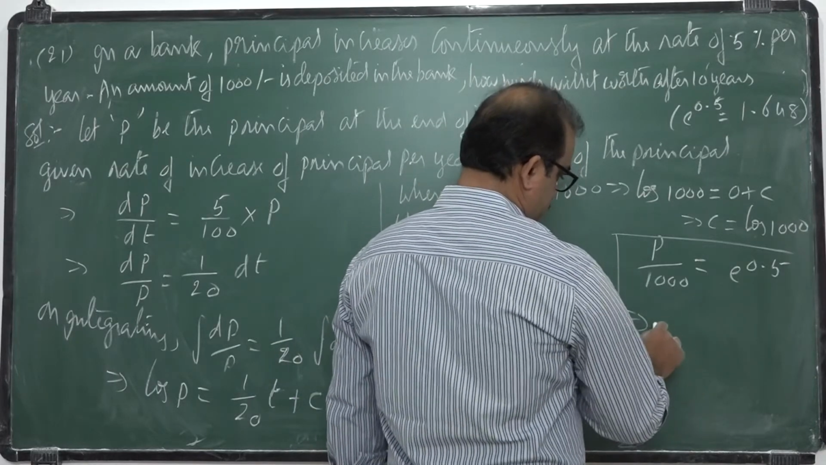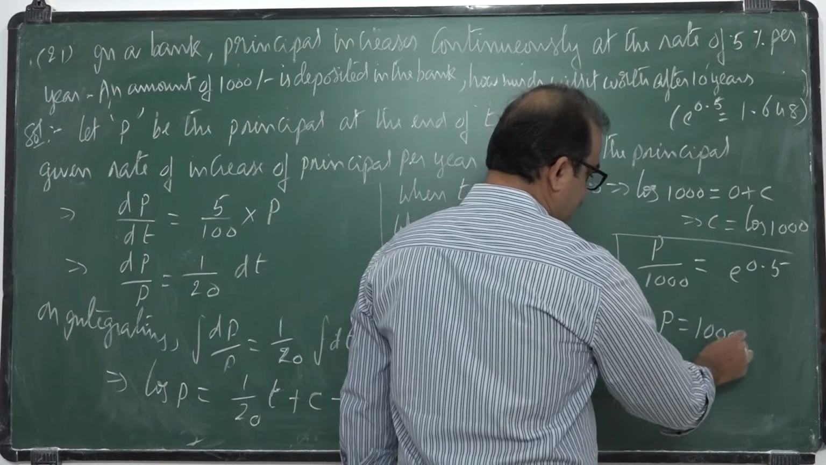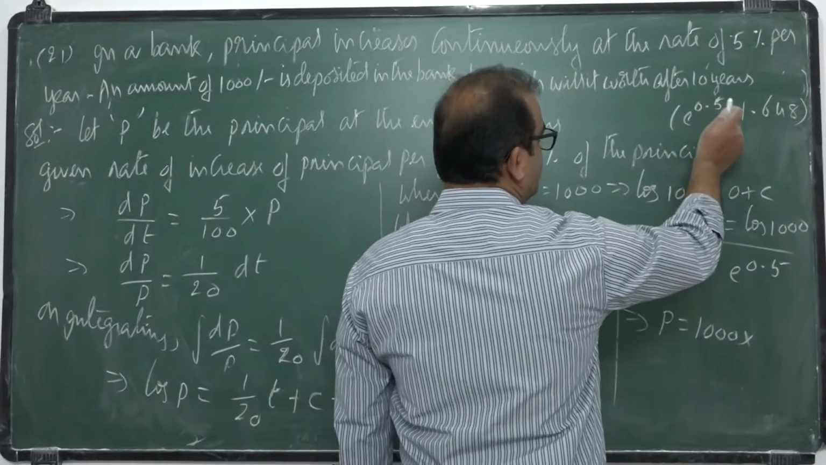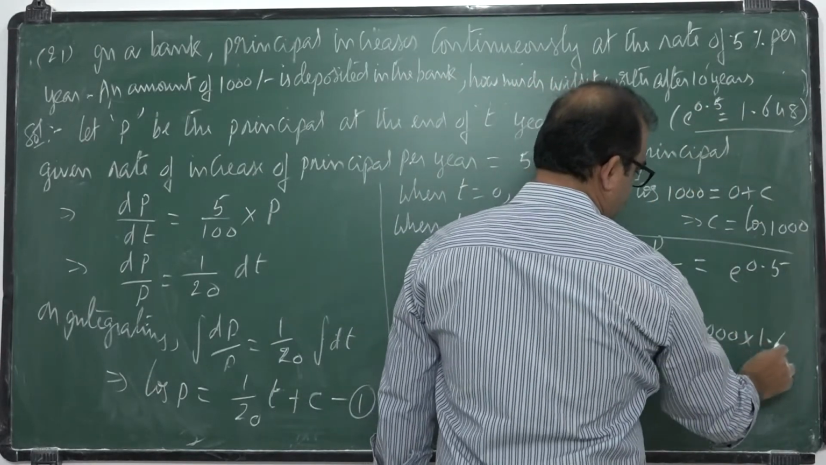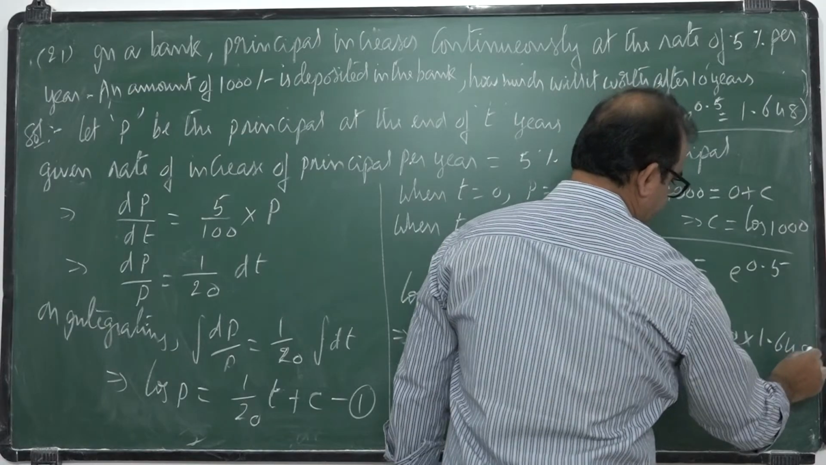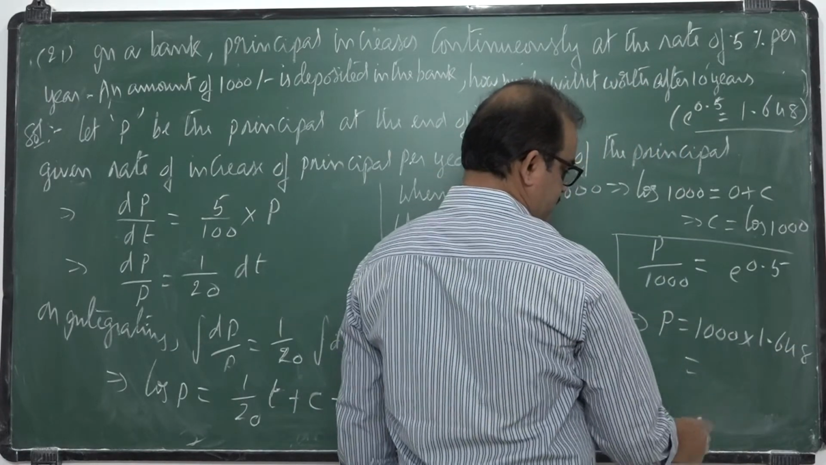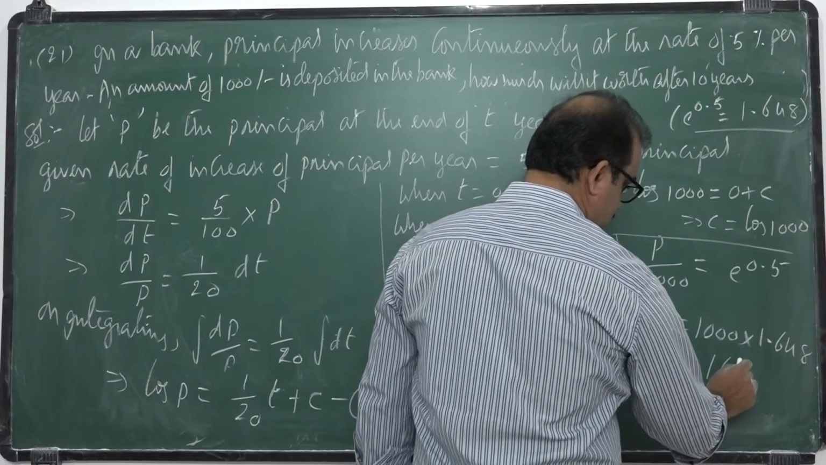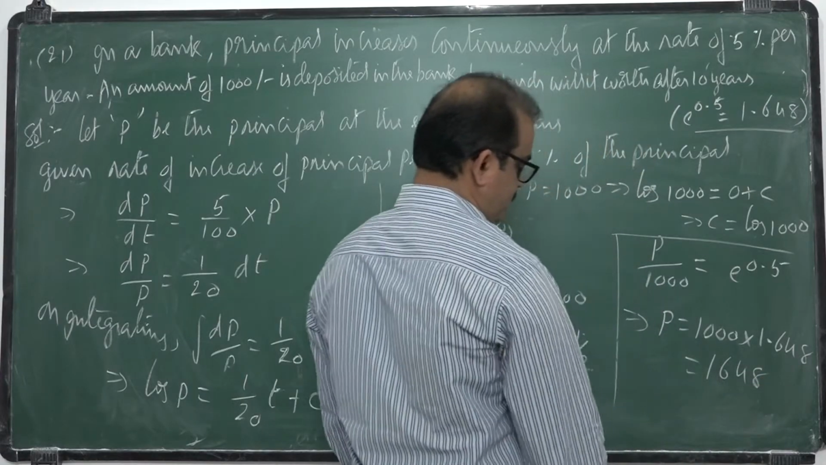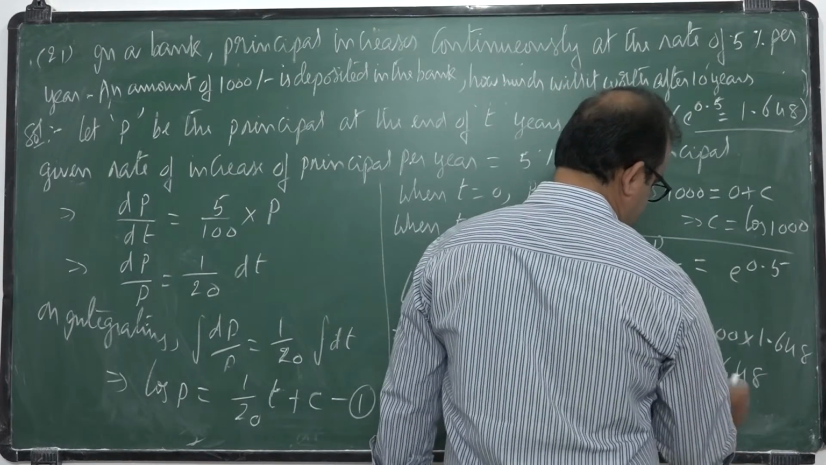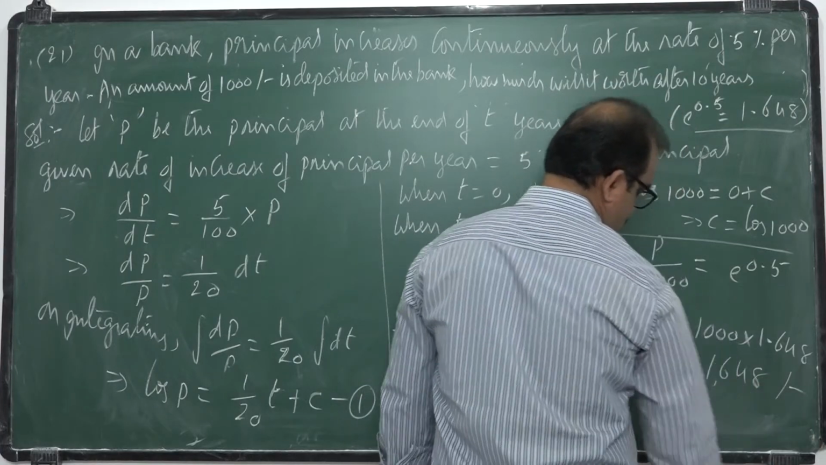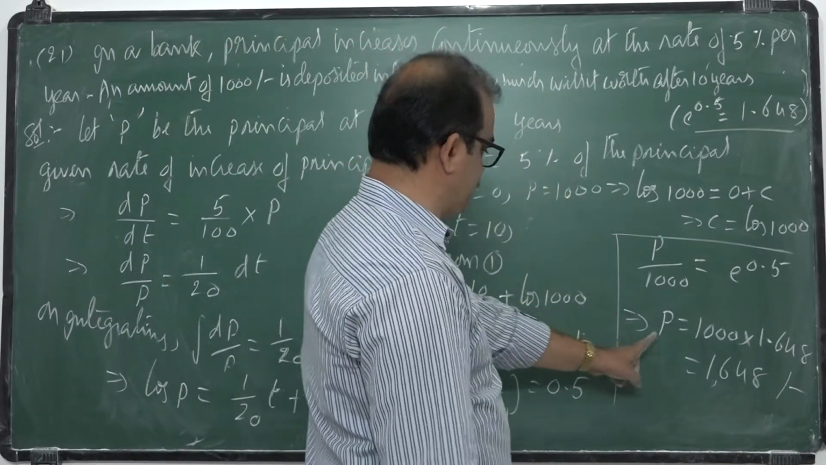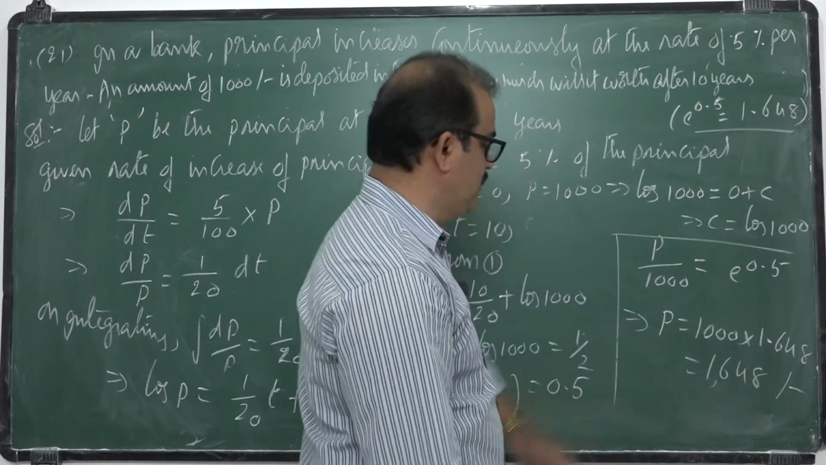Okay, so p is equal to 1000 into, on cross multiplying, e power 0.5. What is the value of e power 0.5 given? 1.648. On multiplying, there are 3 zeros here. On multiplying, we get 1648 rupees. Therefore, after 10 years, the principal amount is 1648 rupees.